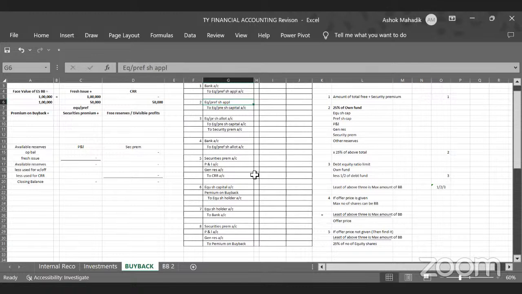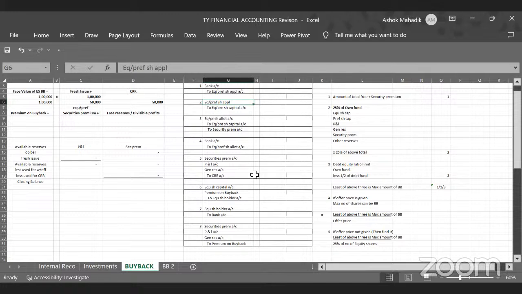Okay, so whenever you have to create a CRR, always follow this order. First use security premium, then P&L account balance, then general reserve. If the question says to use P&L account the least, then after security premium you can use general reserve and then you can use P&L. Okay, so whatever reserves you will be using will be debited and CRR will be credited. I hope this is clear.